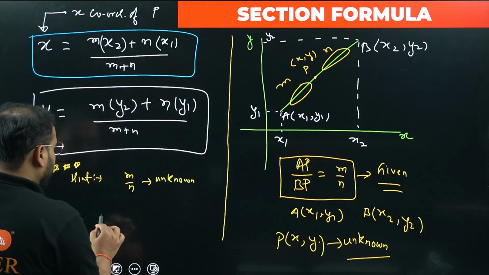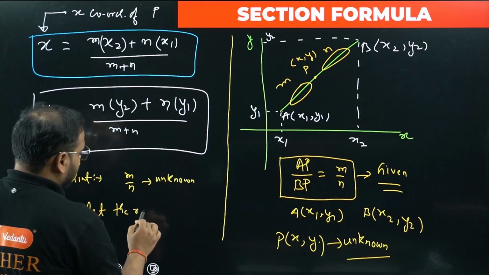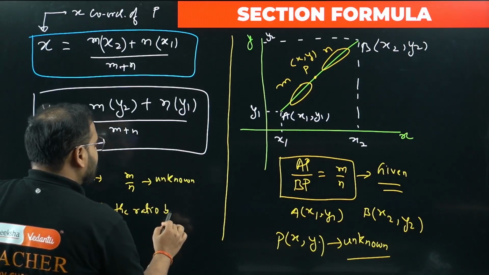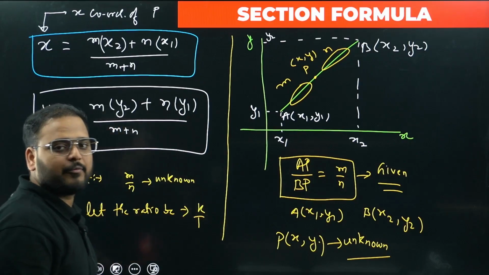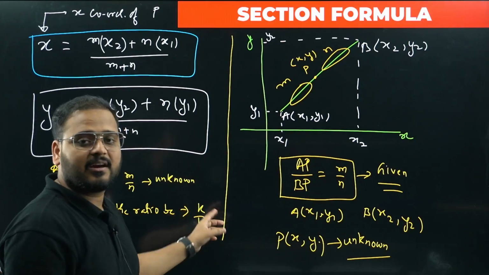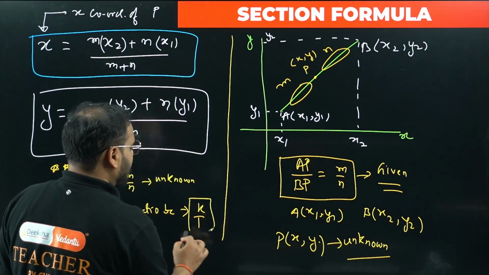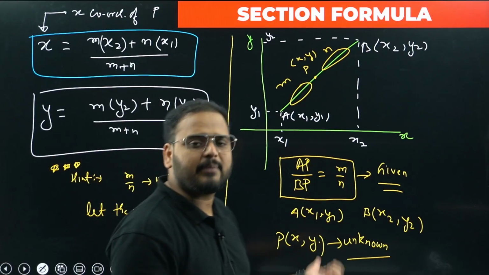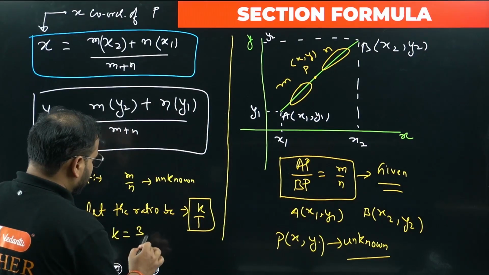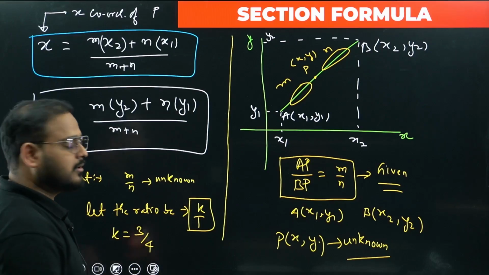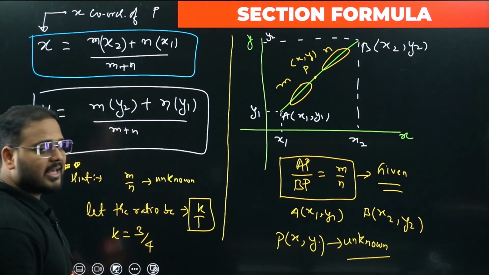When the ratio is unknown, we take the ratio to be k by 1. What if k comes as a fraction? Let's say you solve this and you get k equals 3 by 4. Then what are you going to do? Compare this with m by n and take m as 3 and n as 4.